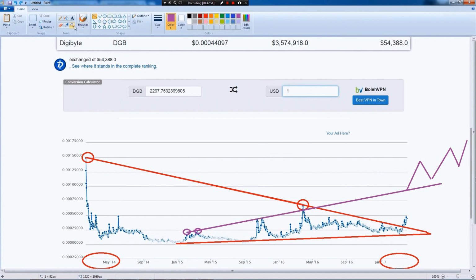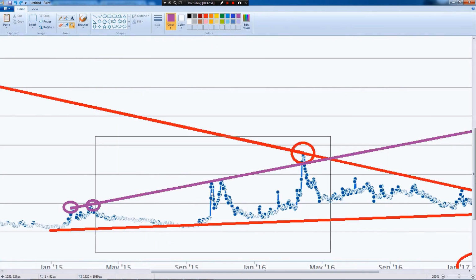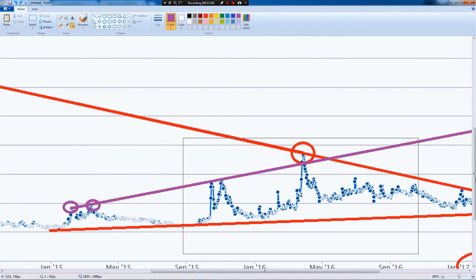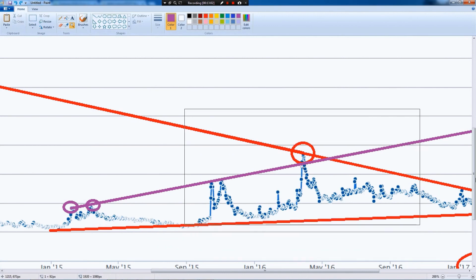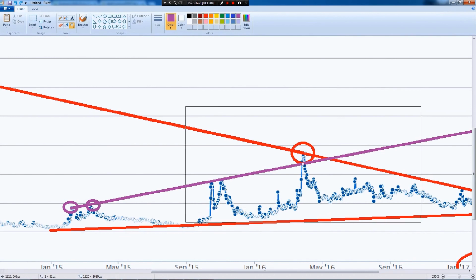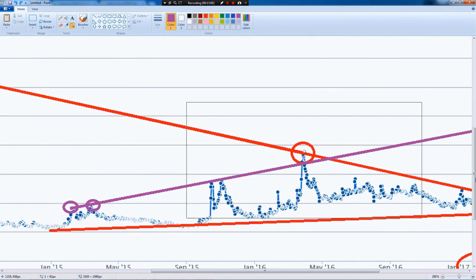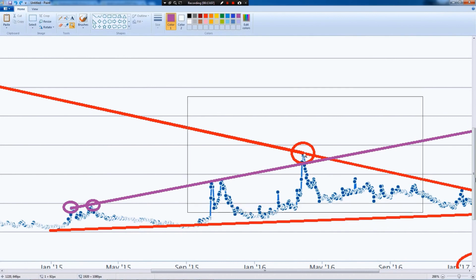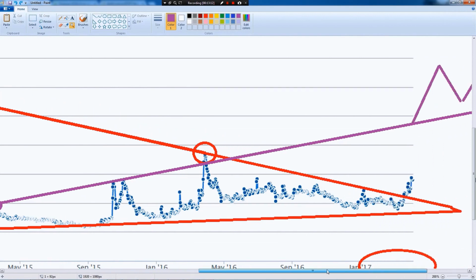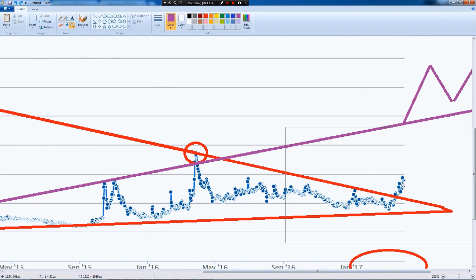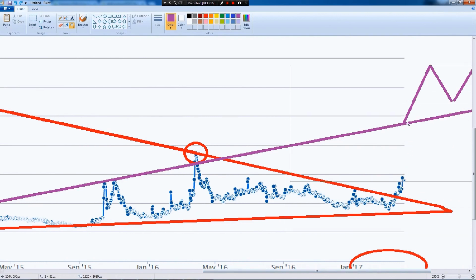Let's zoom in. It touched, fell. Touched, fell. The third time, it didn't quite respect it by touching and falling, but it broke above it, kind of testing this trend line a little bit more, right? And then it decided to fall. So what about the fourth time now? If Digibyte decides to rise up, is it going to go higher than this and finally break it?